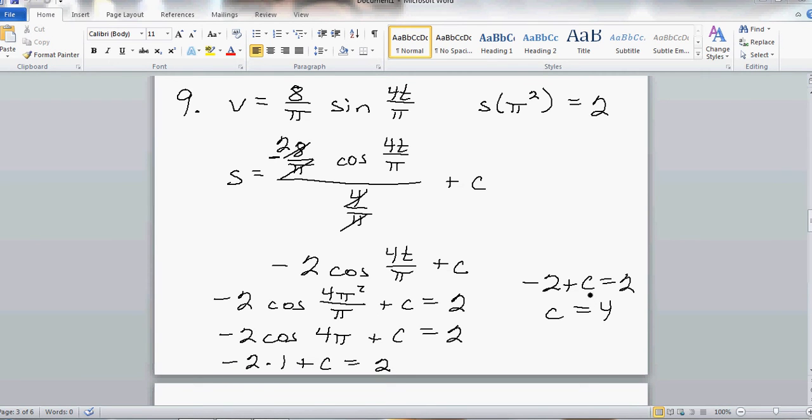And so that's not completely the answer. We know c equals 4, but we are asked what is its position. So our position, s, would be negative 2 cosine of 4t over pi plus 4. All I did was plug 4 in for c back into this equation, which is our s.